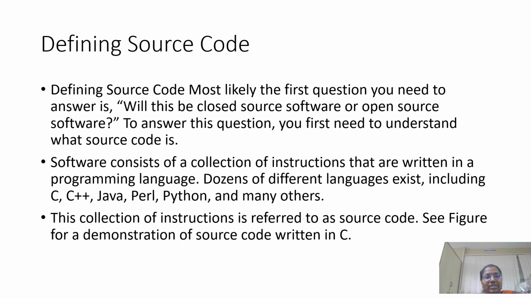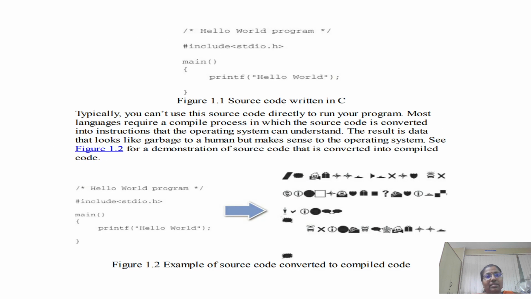First you should understand what open and closed source are. You know what software is: a collection of instructions written in a programming language. Dozens of different languages exist in the market: C, C++, Java, Python, and many others. This collection of instructions is referred to as source code. You can see code written in C, this hello world program.